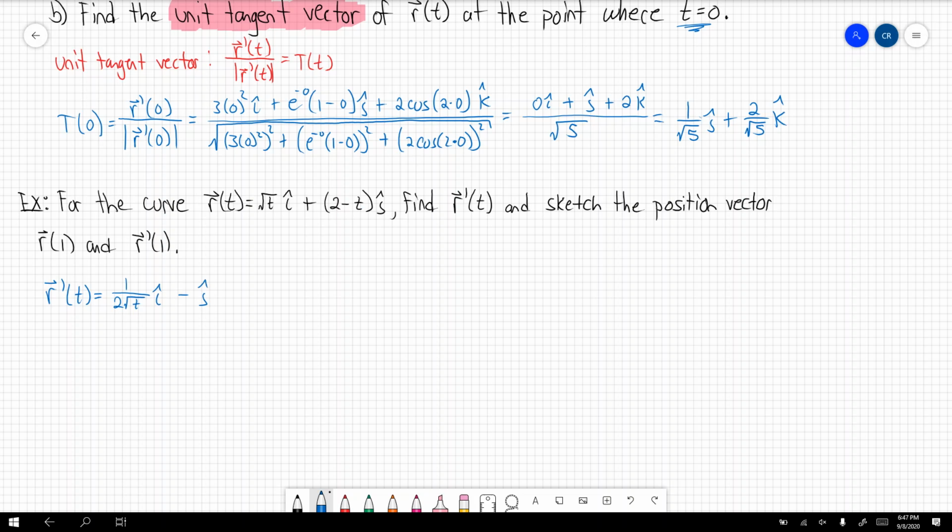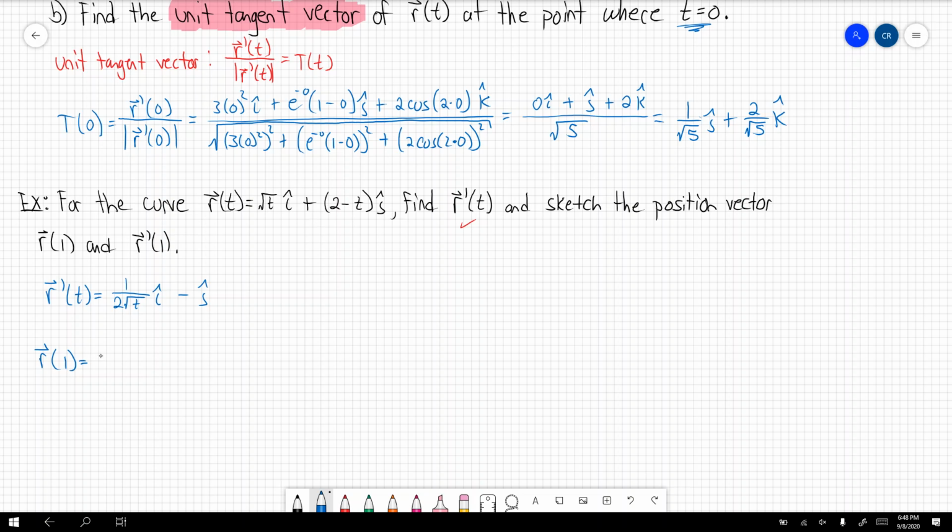So again, the instructions said that we needed to find r prime of t. Great, we found it. Now we need to sketch the position vector r of 1 and r prime at 1. So we need two different vectors here. The first vector that we're going to need is going to be r of 1. So again, for r of 1, I am using the original position vector because that is my r of t. So I'm not using the derivative yet. I'm only using the first vector that was given to me.